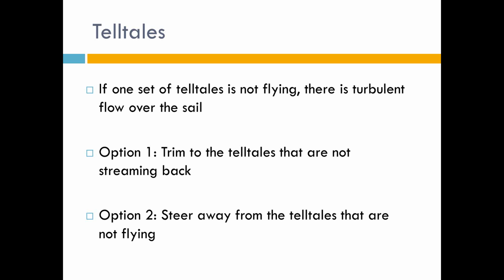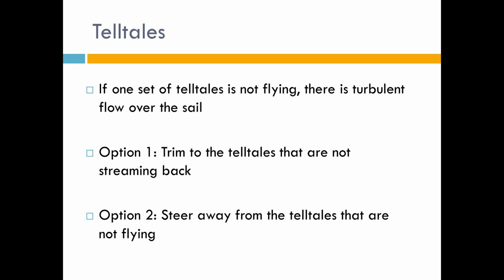So let's set up the example where we're sailing on a port tack, say, and that means that the red telltales, the red yarn, are going to be on the side of the sail closer to us, and the green is going to be on the far side of the sail, and we notice that the green ones aren't flying properly.